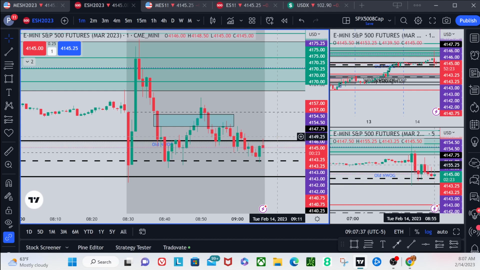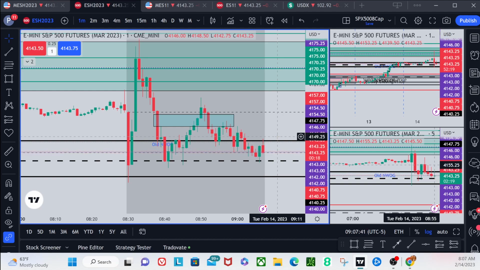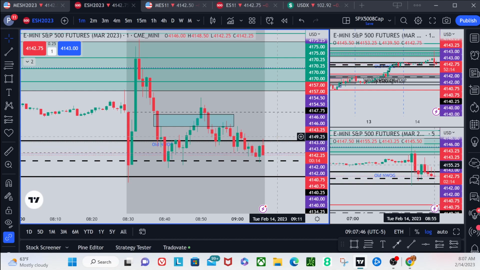Now look at the reaction we're getting off of that consequent encroachment. Do we run aggressively back up into this area here? That's what I'm weighing out. Do we see it quickly get there? If we get to it and through it, then go back to watching this upper half of that fair value gap. I would have preferred to see it go through these short-term lows, though, if I was being honest with you.